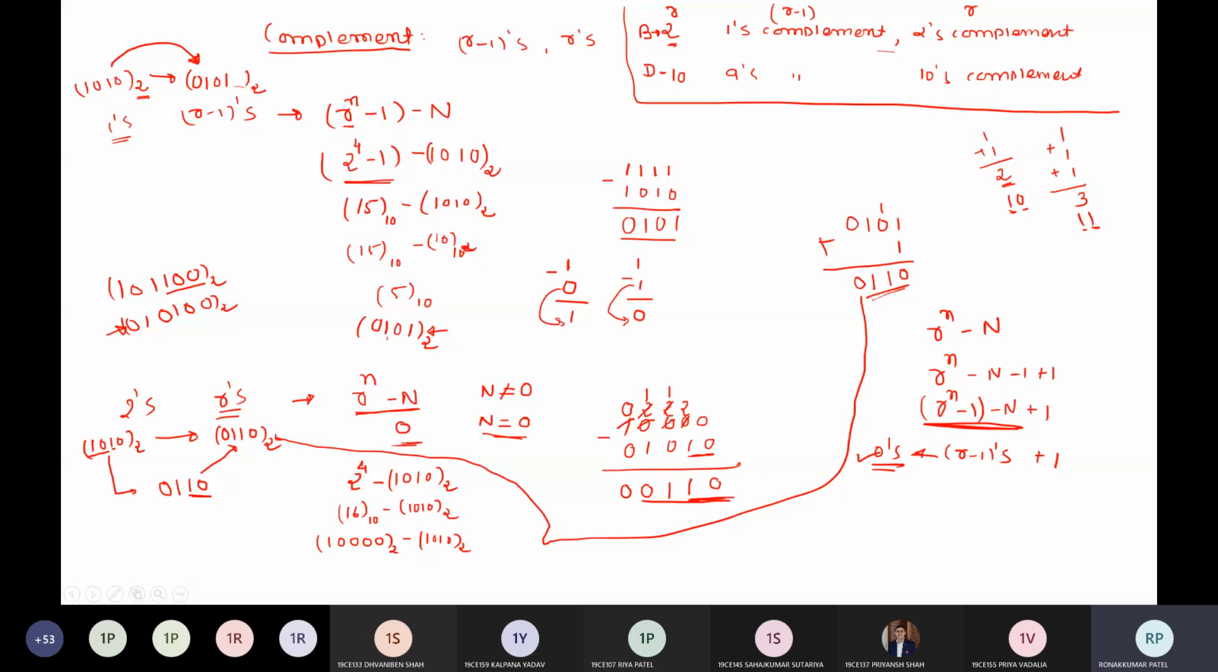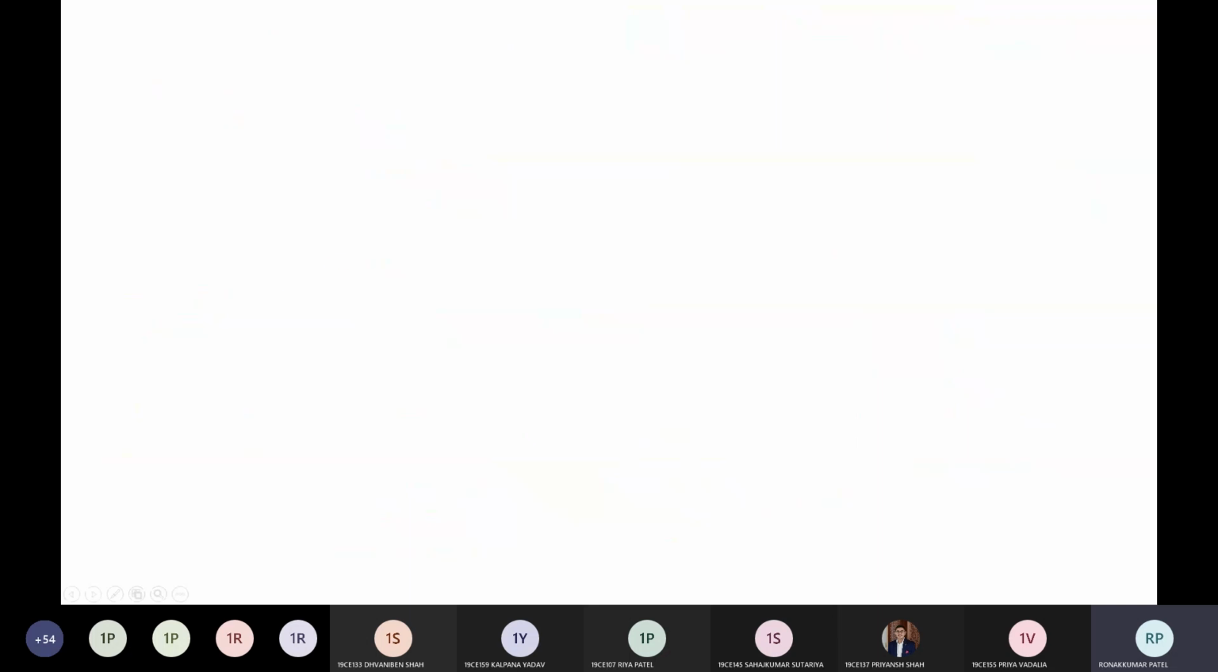So this thing we have seen. Now, let's see for decimal numbers as well. And why we are using the shortcut method, that I have also explained. Now for decimal, the possibility is 9's complement and 10's complement. This is R's complement and this is R minus 1's complement for a decimal number.